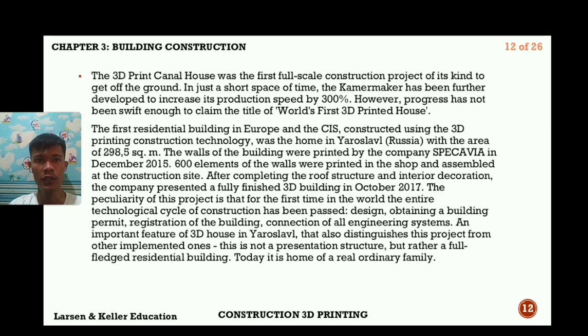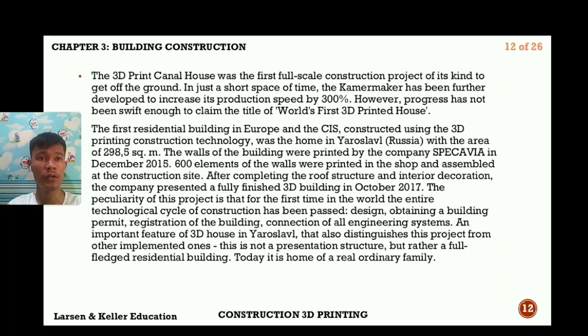The first residential building in Europe and the CIS constructed using 3D printing construction technology was the home in Yaroslavl, Russia, with an area of 298.5 square meters. The walls of the building were printed by the company Specavia in December 2015. 600 elements of the walls were printed in the shop and assembled at the construction site.